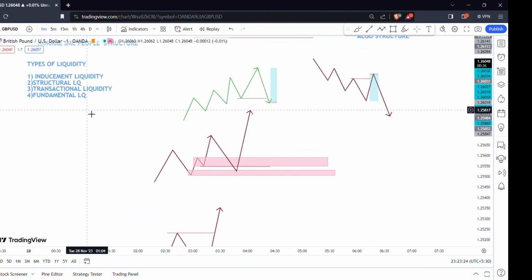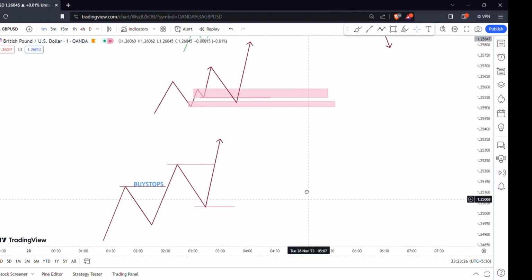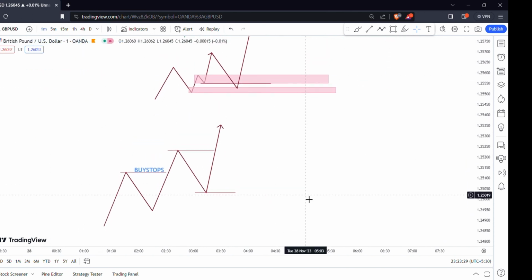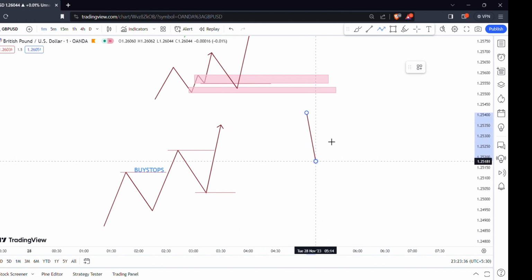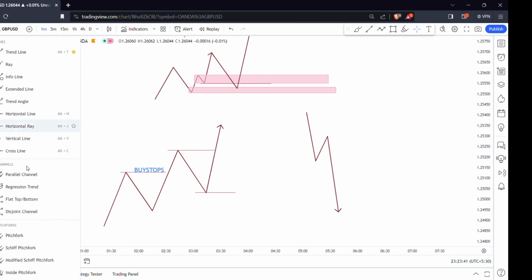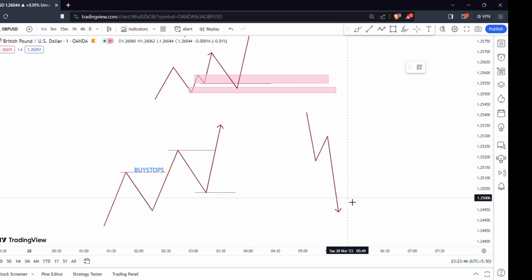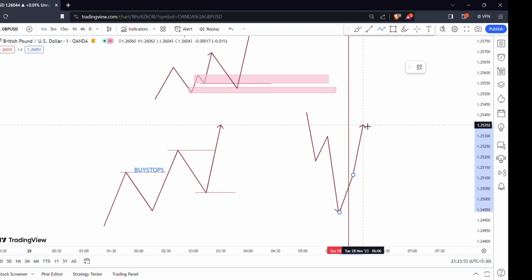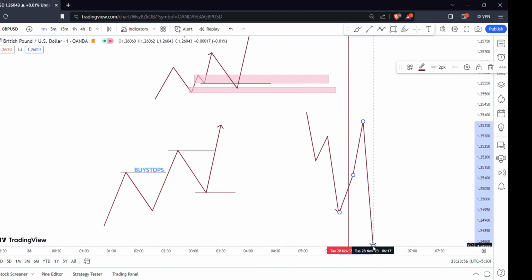So what are the fundamental liquidities now? Fundamental liquidities means if any news comes, like CPI, PPI, FOMC, NFP, the market will stop hunt one liquidity. Let's say this is the trend before the news. So here is the news, exactly at 5:50, let's say there is an FOMC. Always, nine times out of 10, the market will take the liquidity and then move in the real direction. This is what I mean about the news.